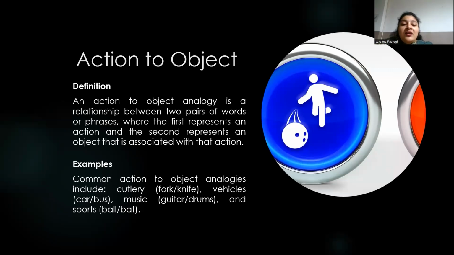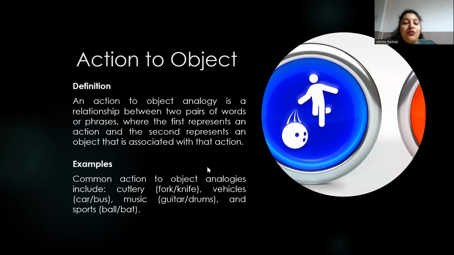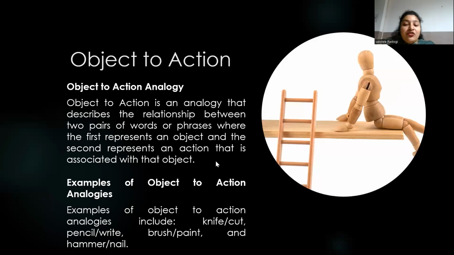So these analogies can help you develop your critical thinking skills, improve your vocabulary, and better understand the relationship between action and object. Let me know if you would like to see more examples. Object to action. See, we learned about action to object. Now we will learn object to action.